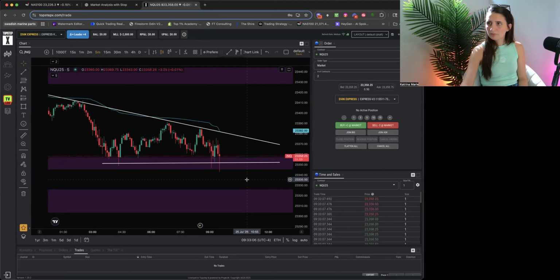We got US 30 and ES just ranging around. I mean, they're all kind of pushing in the same direction as sells. I just don't feel comfortable today with sells.